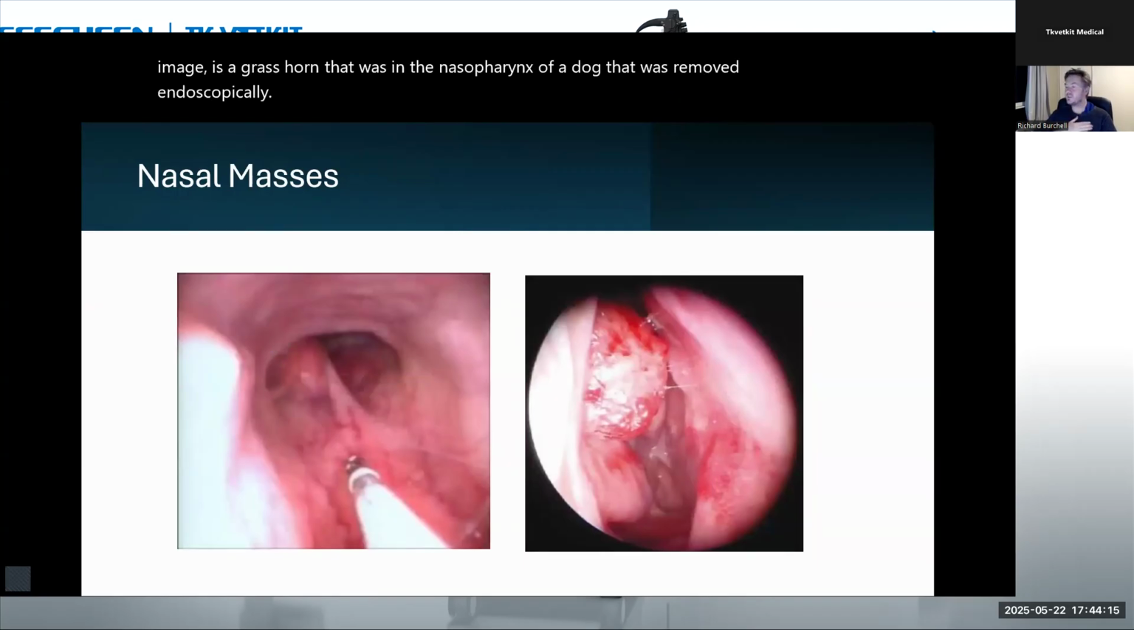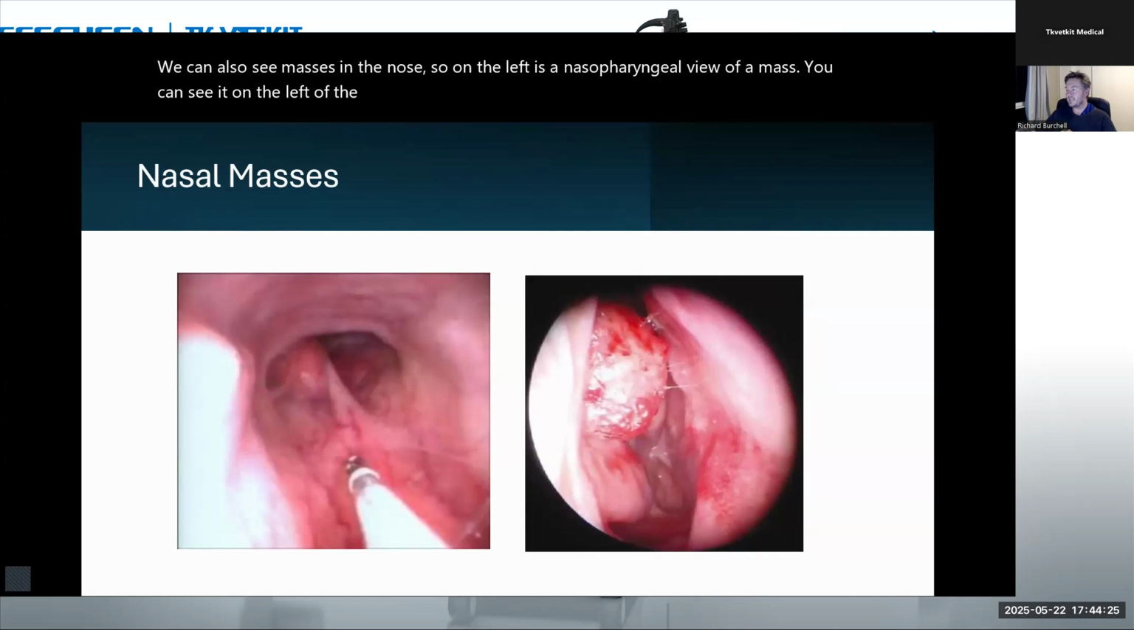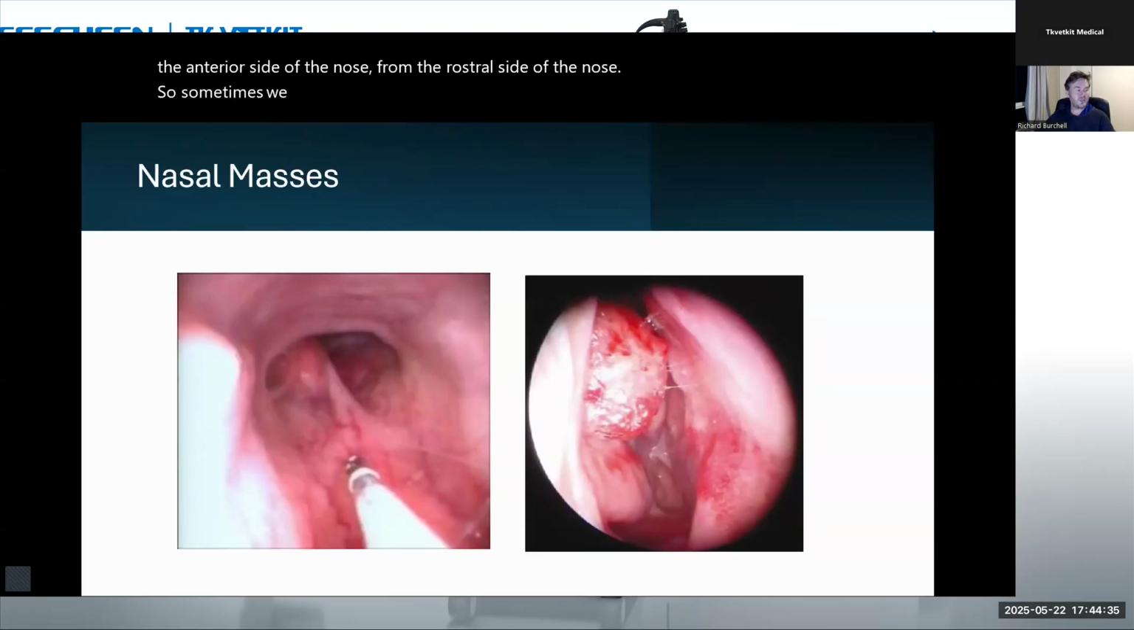We can also see masses in the nose. So on the left is a nasopharyngeal view of a mass. You can see it on the left of the image, and on the right we can see a mass with a rigid scope from the anterior side of the nose, from the rostral side of the nose. So sometimes we can visualize these as well.